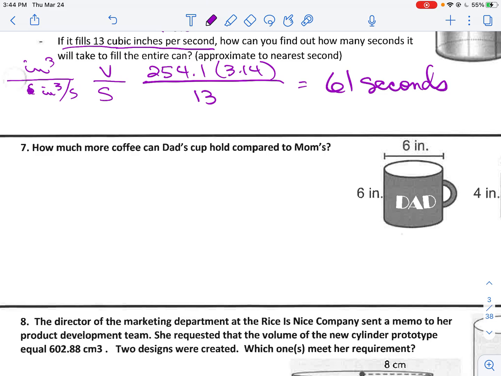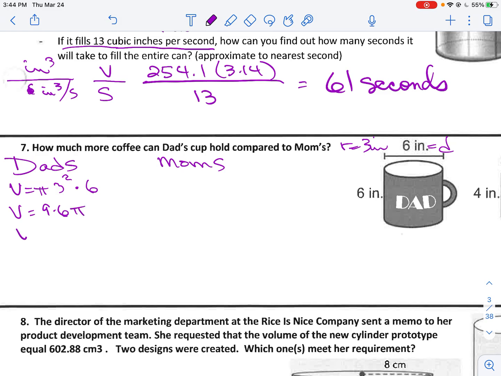Now this next one, it wants to know about mom's coffee and dad's coffee. So volume equals pi. Now, this is my diameter, so my radius on this is 3 inches. So 3 squared times the height, which is 6. So this is going to be 9 times 6 pi. So this is 54 pi inches cubed.